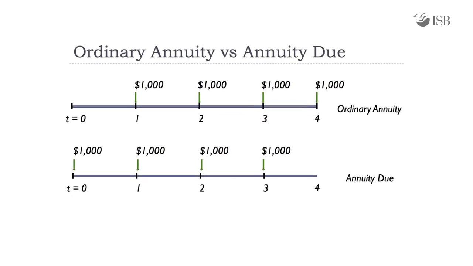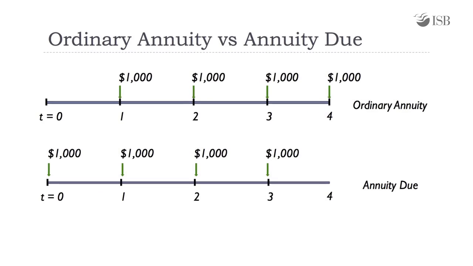There are two types of annuities, ordinary annuity and annuity due. An ordinary annuity is one where the cash flows occur at the end of each time period. An annuity due is one where the cash flows occur at the start of each time period. The figure that you see compares a 4-year, $1,000 a year ordinary annuity to a 4-year, $1,000 a year annuity due. Let us compute the future value after 4 years of the 4-year, $1,000 a year ordinary annuity.